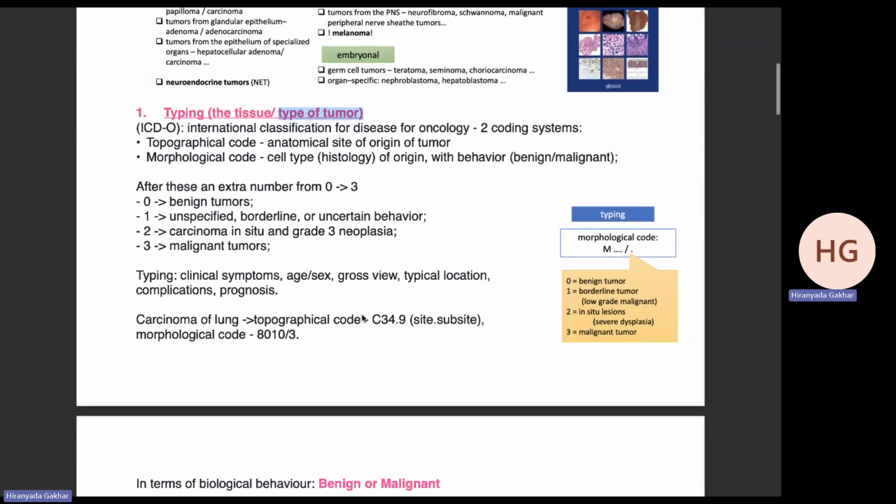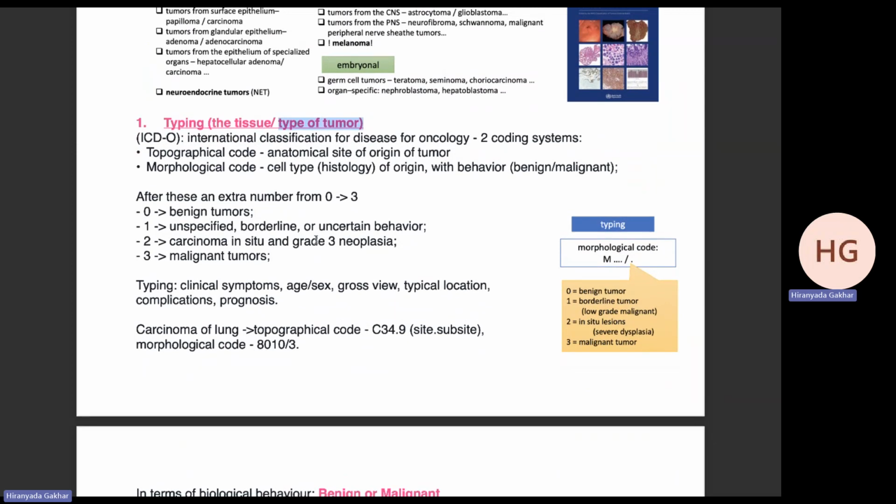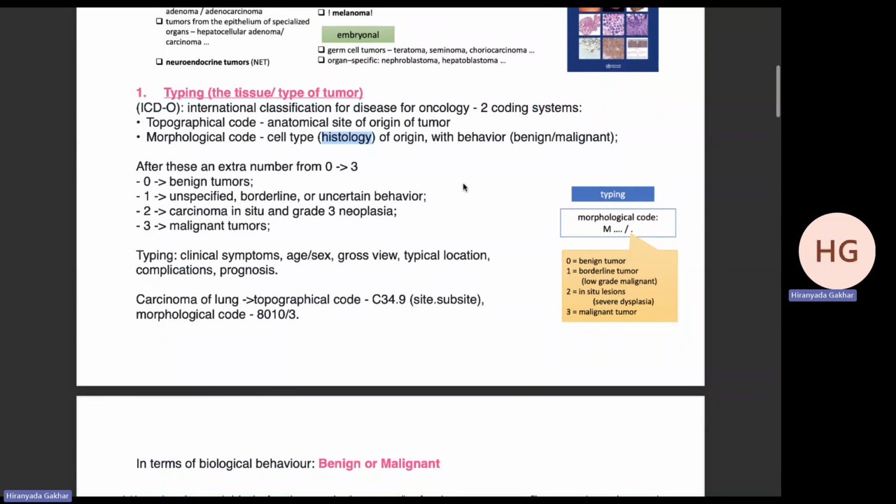Now, for this one, there is also another thing that you need to keep in mind. So we have the topographical code and the morphological code. The topographical code is basically the anatomical site, and the morphological code is basically the cell type or the histology. So, on the basis of anatomy, we can classify them, or on the basis of the histology. On the basis of histology, we classify them as benign, malignant, or borderline. And according to that, we give them numbers.